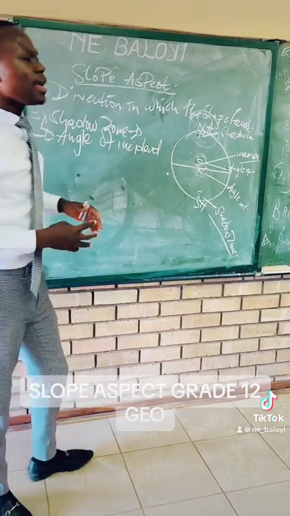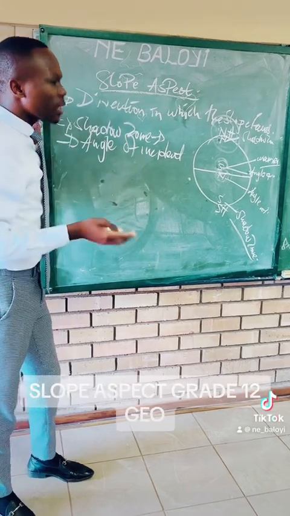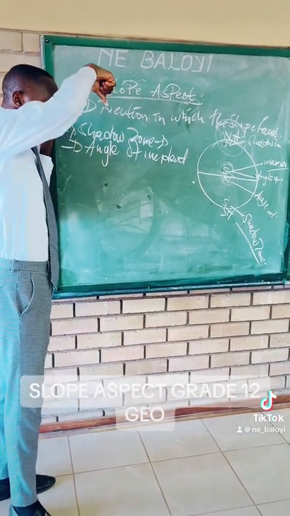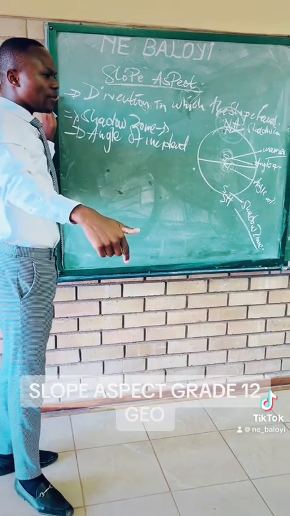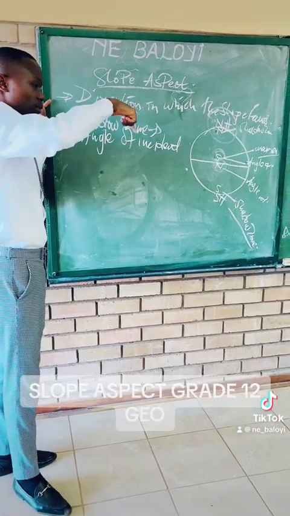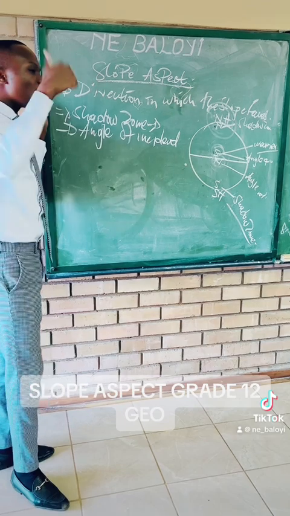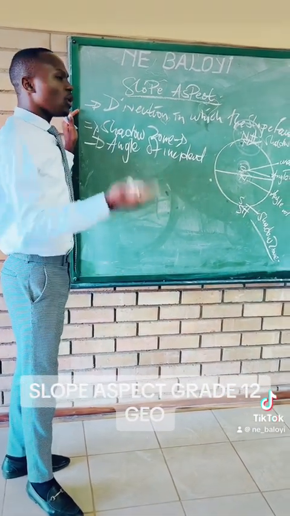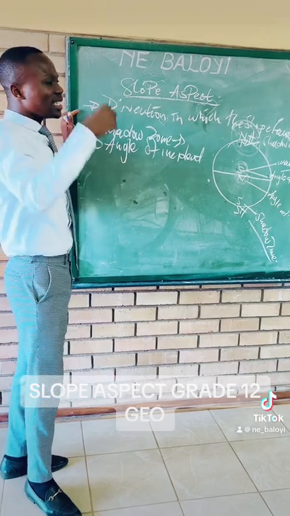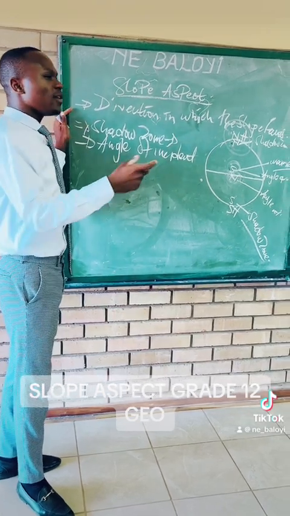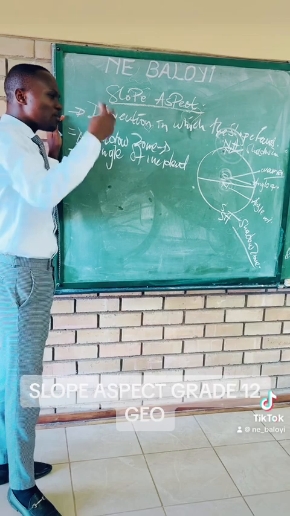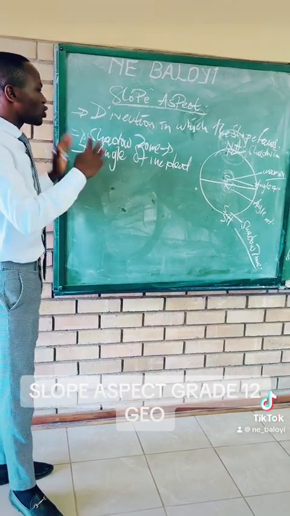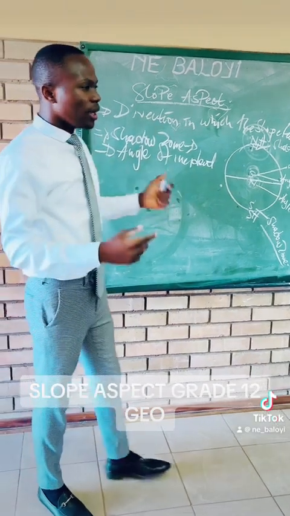And that is why in South Africa, Limpopo is hotter than Cape Town. Because Cape Town is in the south of the southern hemisphere, and Limpopo is in the north of the southern hemisphere. So Limpopo is in the north, not in the south. That's why we have the Mall of the North, because Limpopo is in the north. You understand? So this is what we're talking about when we talk about the slope aspect.